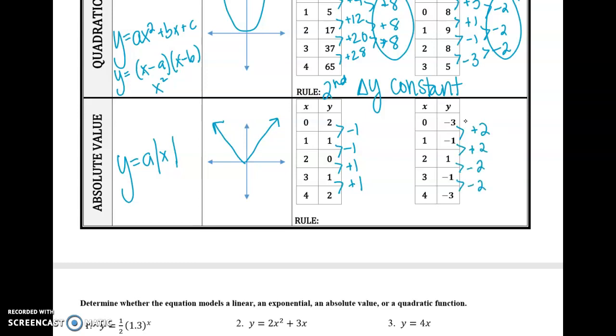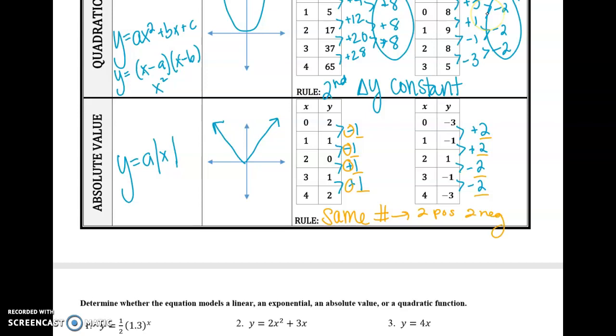Okay, so a lot of you are going to see this. You're going to want to do a second change in y, just like we had to do up with quadratics, but you actually don't have to do that, okay? Because with absolute value, all four of these numbers need to be the same. Two of them need to be positive, and two of them need to be negative, okay? So I have two negative ones and two positive ones. I have two positive twos and two negative twos. It doesn't matter which one comes first, okay? So you need to have the same numbers, and with that, you need two positive and two negative, okay?